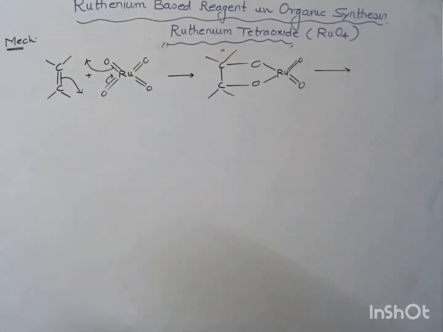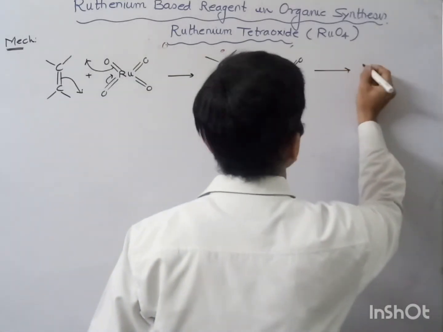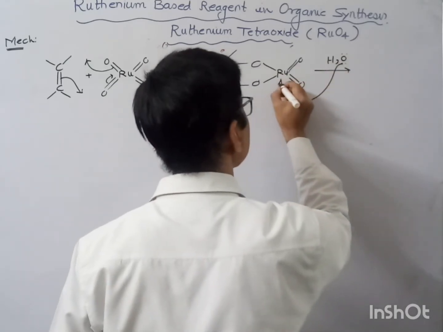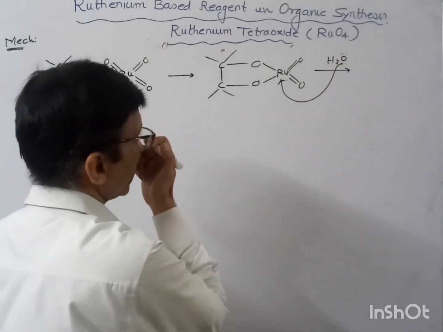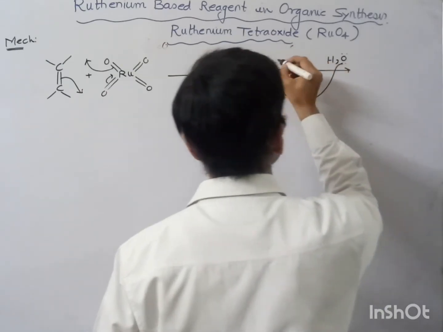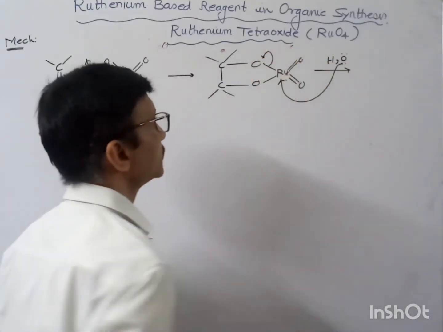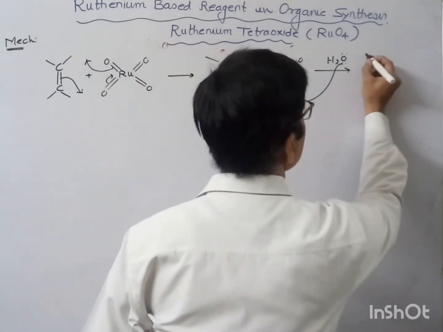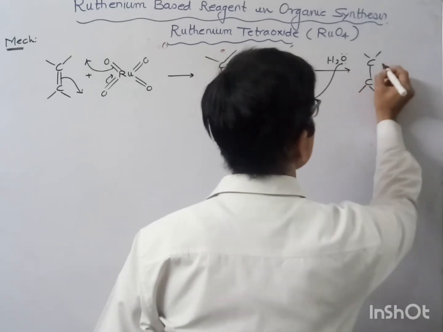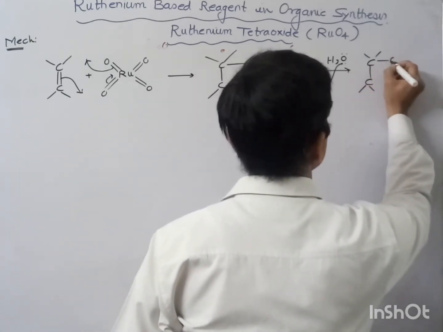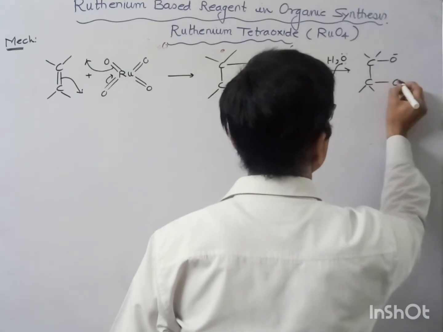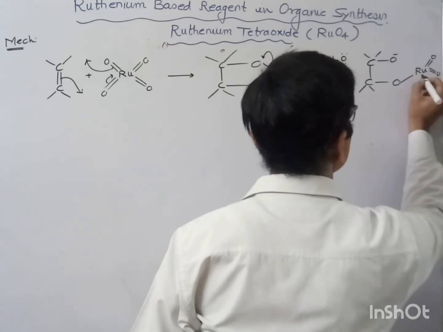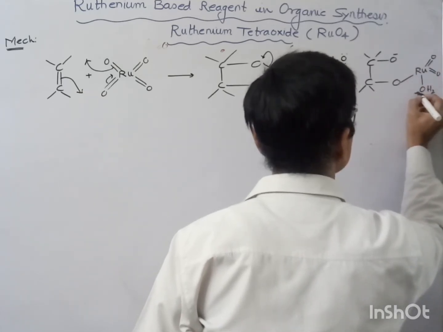Now, suppose we have a nucleophile. The nucleophile can attach over here, and this bond will get broken. The ruthenium-carbon bond being weak, it will get broken, and finally we get O minus. This is ruthenium, and this is, suppose, OH2 plus.